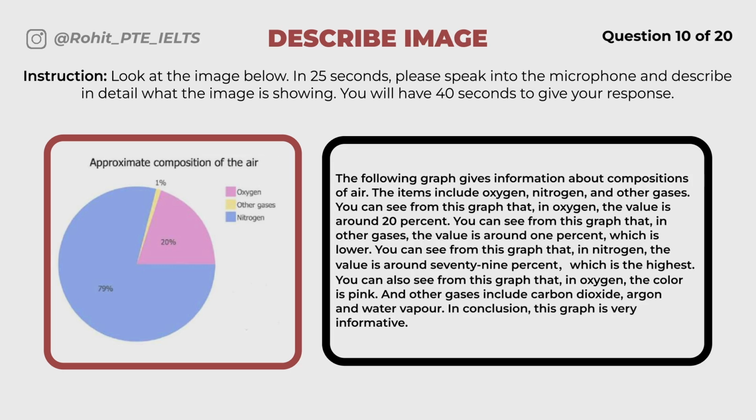You can see from this graph that in nitrogen, the value is around 79%, which is the highest. You can also see from this graph that in oxygen, the color is pink, and other gases include carbon dioxide, argon, and water vapor. In conclusion, this graph is very informative.